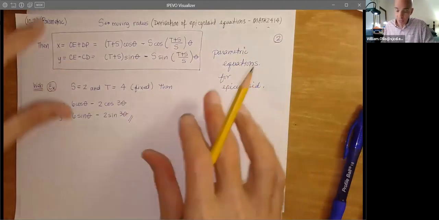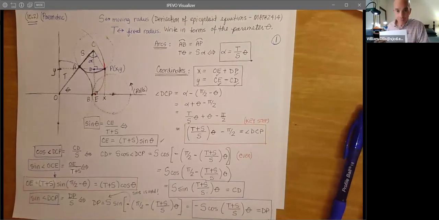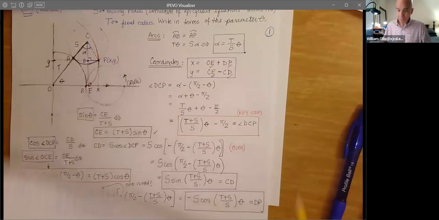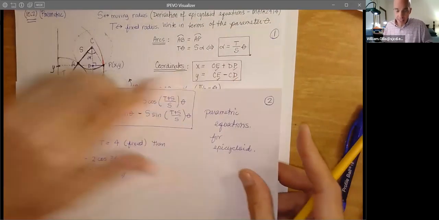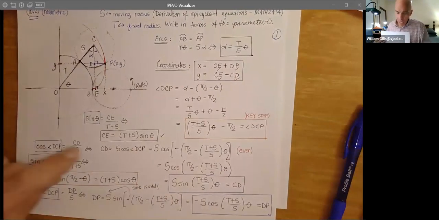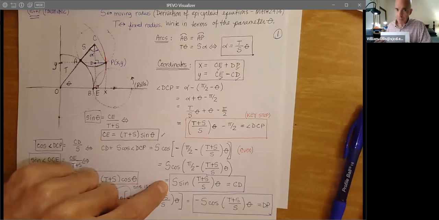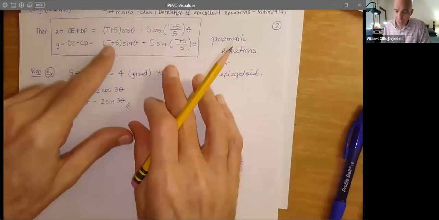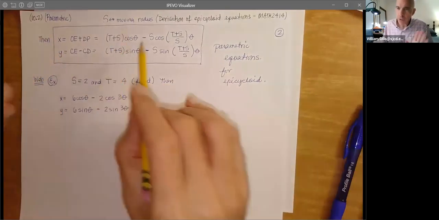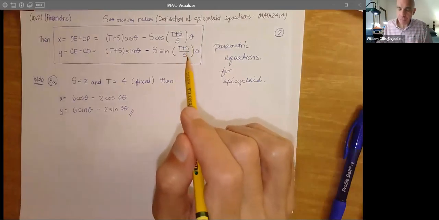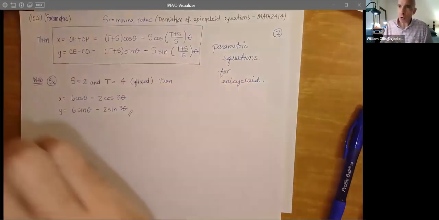Now, we figured out OE and DP. Remember, OE plus DP. So OE is T plus S times cosine theta minus S times cosine of T plus S divided by S times theta. So we fill that in. DP, remember, DP right there. And then Y is CE minus CD. Notice we have CE here. That was the first one we did. That was really easy. And then CD is right here. So we just filled them in.